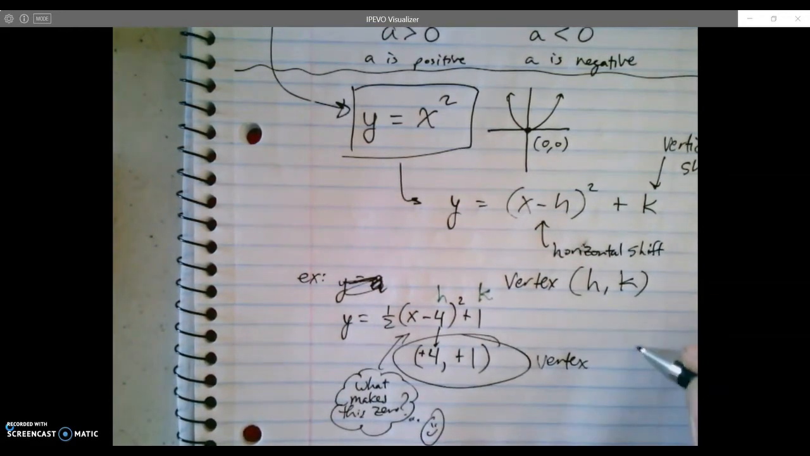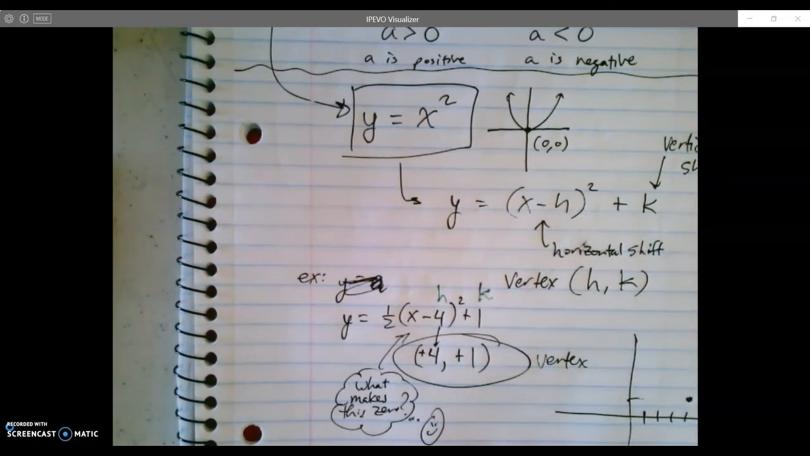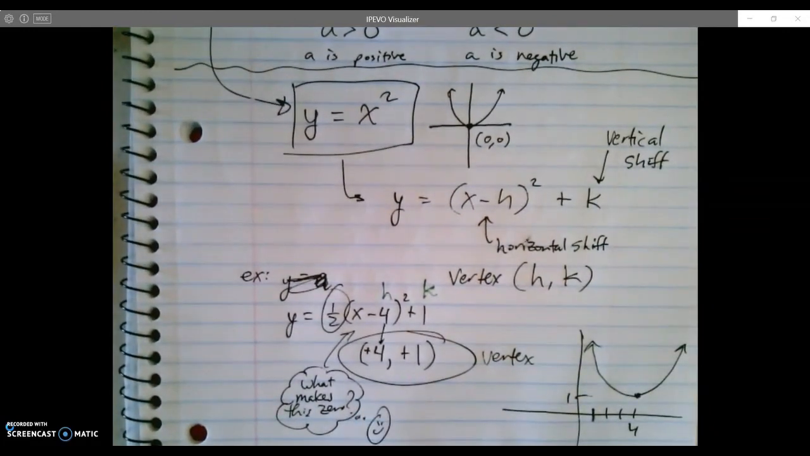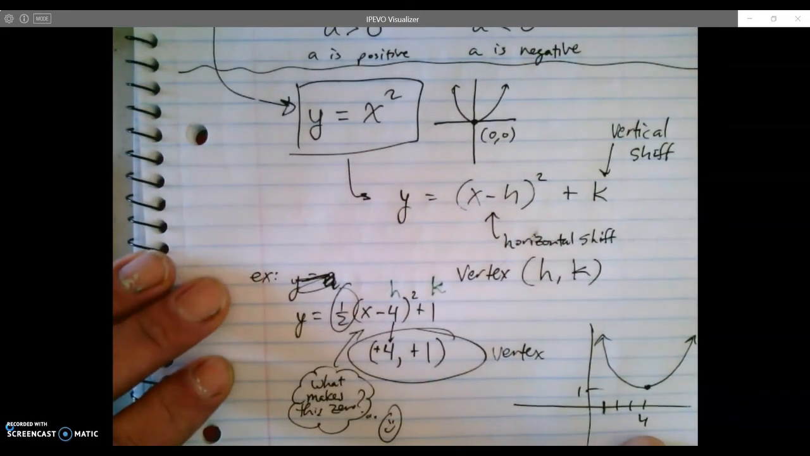Now that's your vertex. And what that helps you with is you know where you're located. You know you're over here at 4, 1. You know the vertex is here. Because of the 1/2, you know it opens upwards. So you know it has that general shape. Okay? So by having it in vertex form, you can locate the vertex and you'll know what general direction it's going.